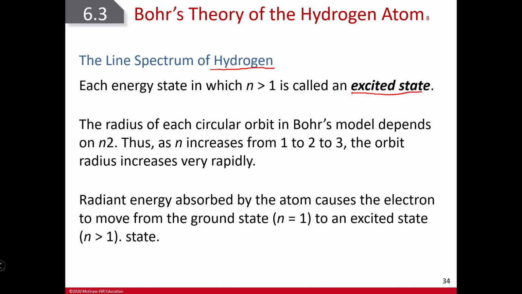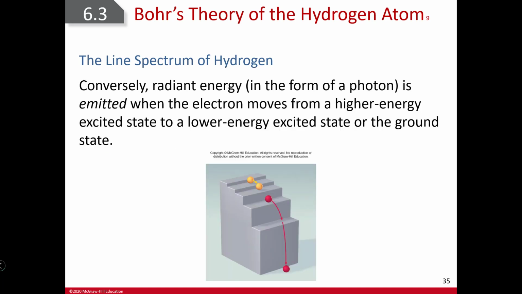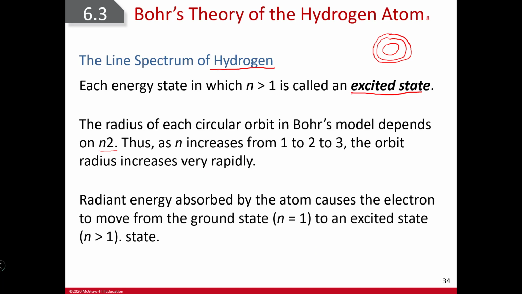The radius determines n equals 2, n equals 3, n equals 4. Here's the nucleus, and then we have n equals 1, very close to the nucleus, then n equals 2, n equals 3. As we get further and further out, the orbits get closer together. Let me see if I can go back. Well, we'll show it on the next slide.